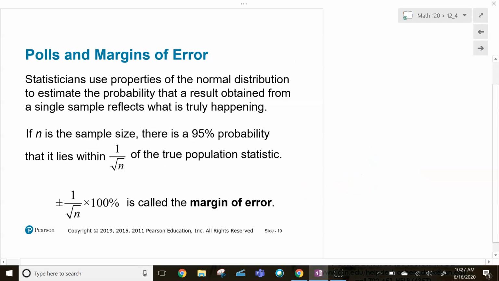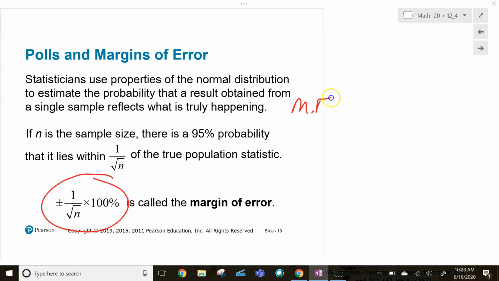Right? All right, polls and margins of error. So a little commentary on this. Statisticians have shown that the standard deviation of a normal distribution of samples is approximately 1/2 root n times 100%, where n is the sample size. So with the 68, 95, 99.7 rule, approximately 95% of the samples have a population within 2 standard deviations of the true population percentage. So if you take 2 times 1/2 root n times 100%, you get this margin of error. And you can be 95% confident that your true percentage is within that margin of error, okay? So our margin of error is plus or minus 1/root n times 100%. Okay, that's our margin of error.